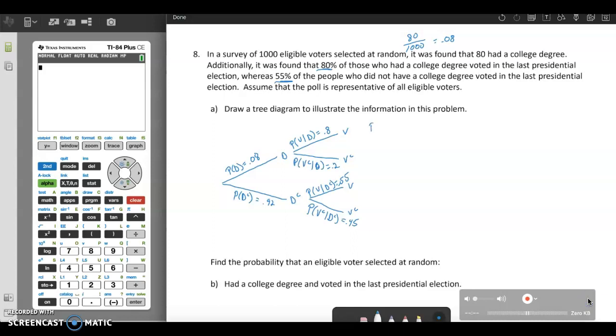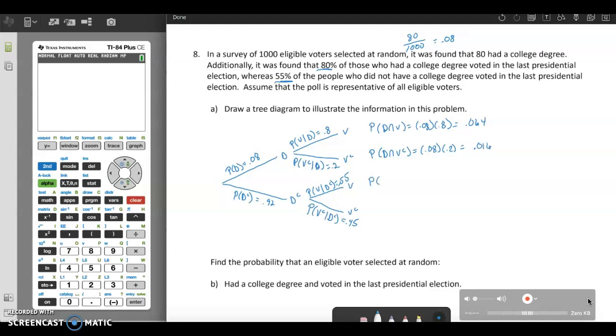So the end will be the probability of this first uppermost branch, the probability of D intersect V. The probability that someone has a degree and voted is calculated by doing 0.08 times 0.8. And if you multiply that out, you should get 0.064. The probability of having a degree and not voting is 0.08 times 0.2, which is 0.016.